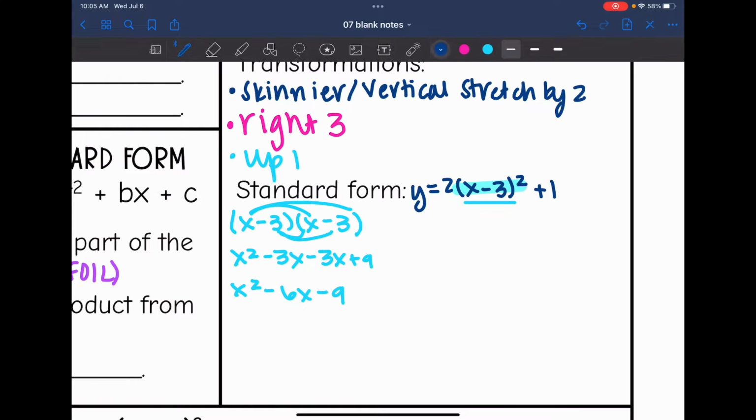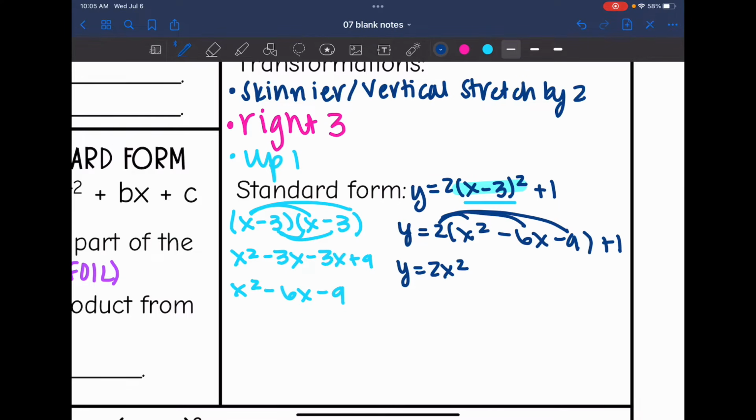Everything else is staying the same. So my new equation is y equals 2 times x squared minus 6x minus 9 plus 1. Now I need to distribute this 2 to what I got when I FOILed. So it'll be y equals 2 times x squared is 2x squared, 2 times negative 6x is negative 12x, and 2 times negative 9 is negative 18, and then plus 1.